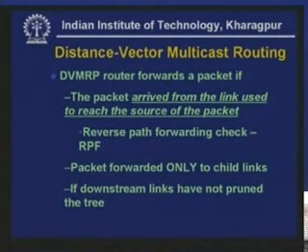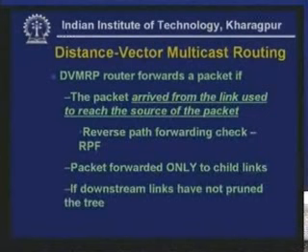That means this is the reverse path forwarding part. If from this router I want to reach the source, then that is the next hop I am taking. That is my RPF neighbor. So if the packet arrives from the link used to reach the source of the packet, this is the RPF check, and the packet is forwarded only to the child links, not in the direction from which it came, but to other child links, provided the downstream links have not sent a prune message.